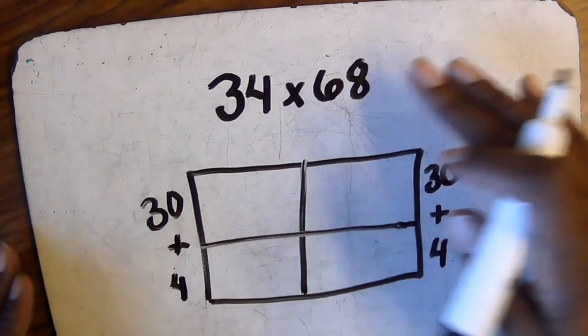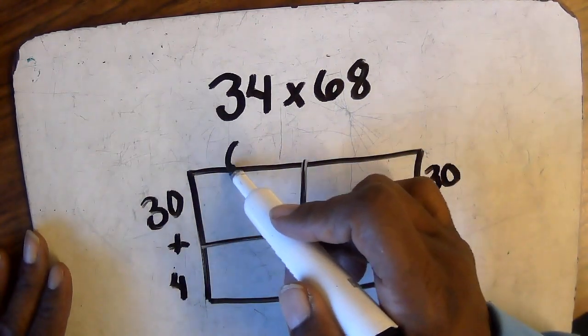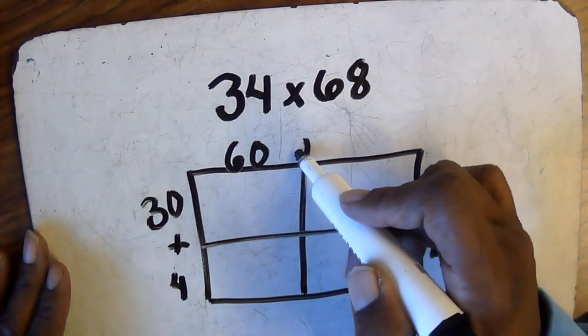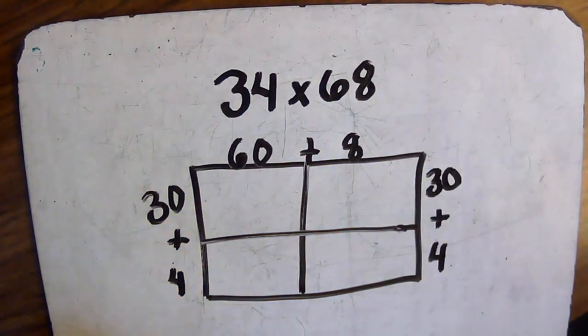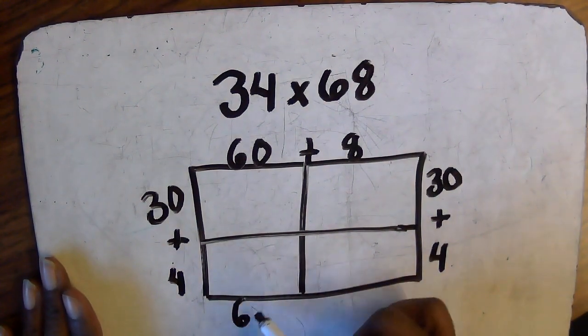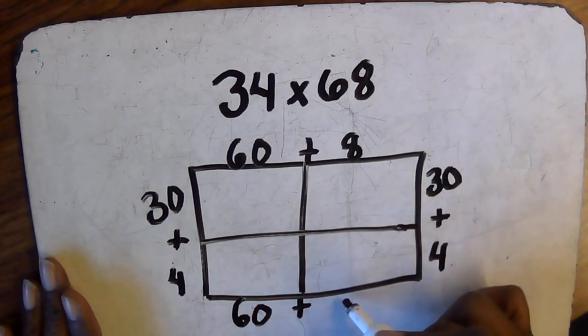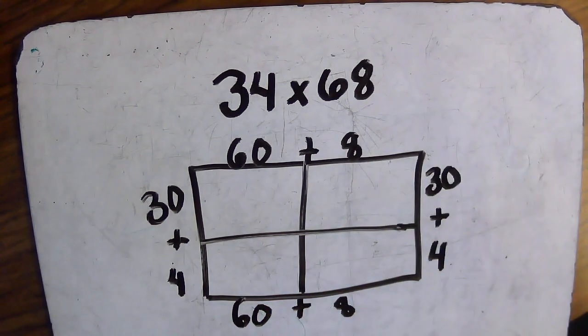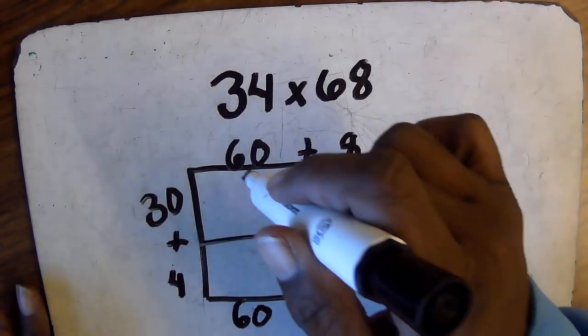So the expanded form for 68 is 60 plus 8. If the top is 60 plus 8, then that means the bottom must be 60 plus 8. And now I'm ready to multiply.